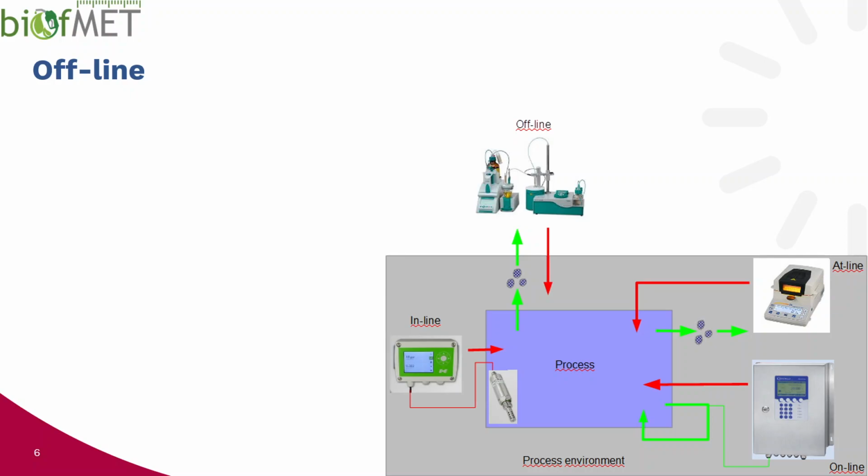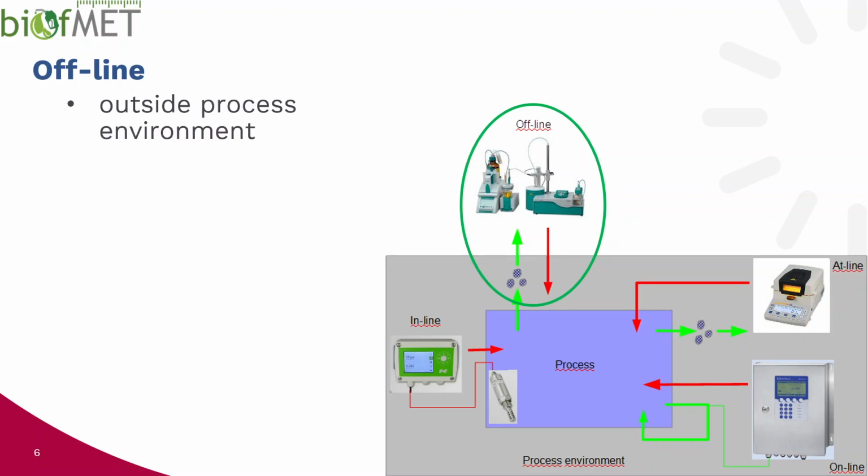The third one is the offline situation. In this situation, the measurement is made by an instrument placed in a controlled environment, typically a laboratory, and performed on samples taken during the process. Usually, it involves long measurement time, typically longer than 1 hour.